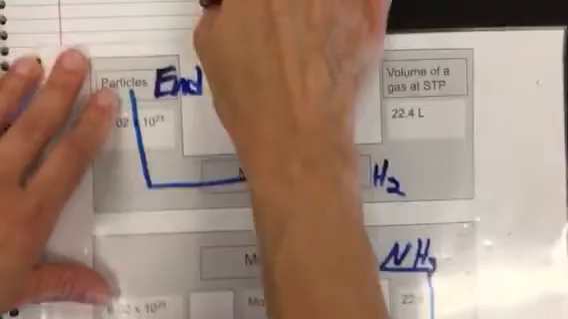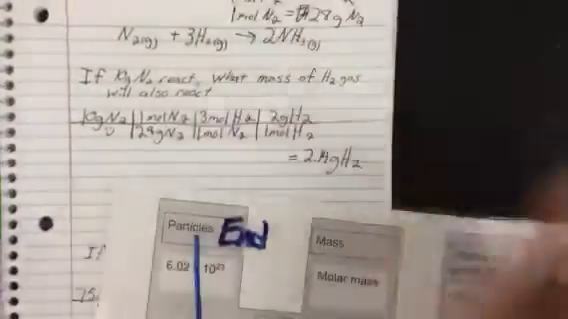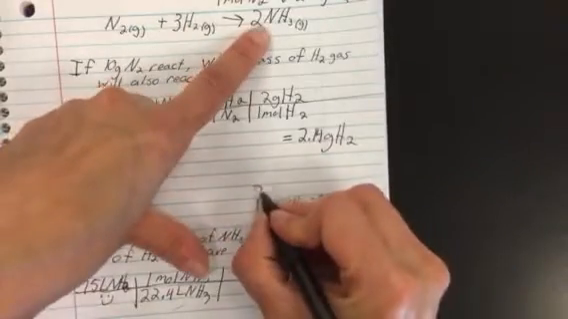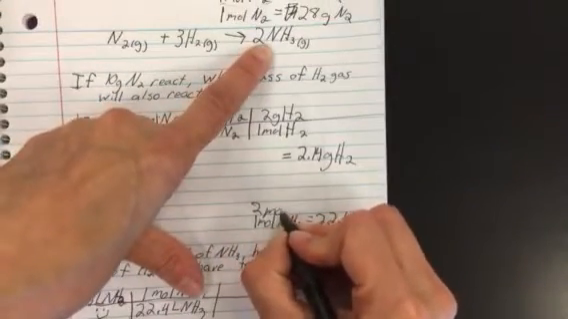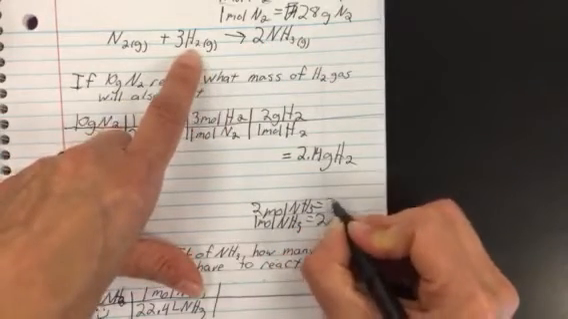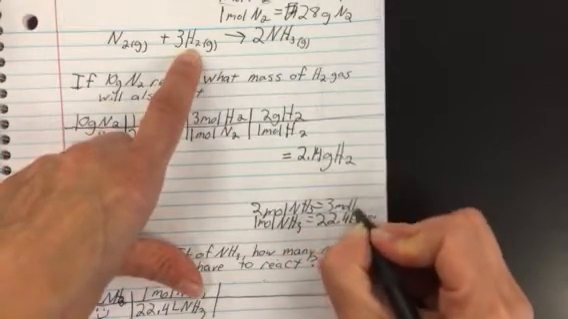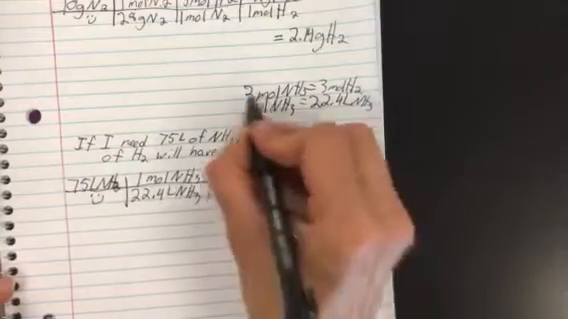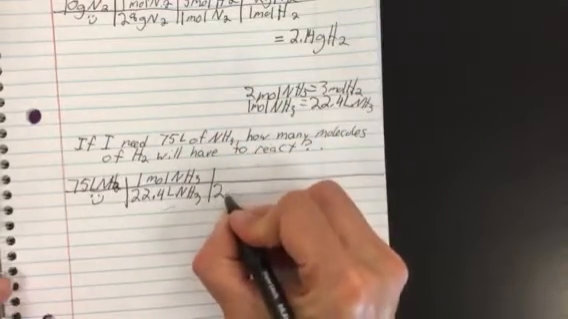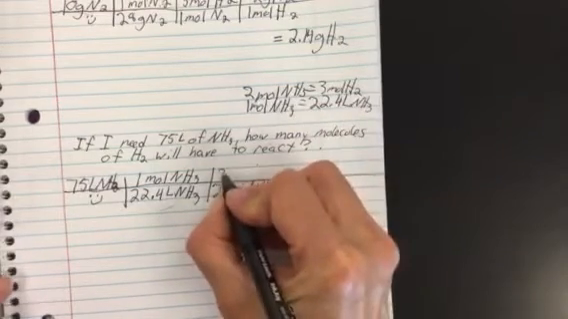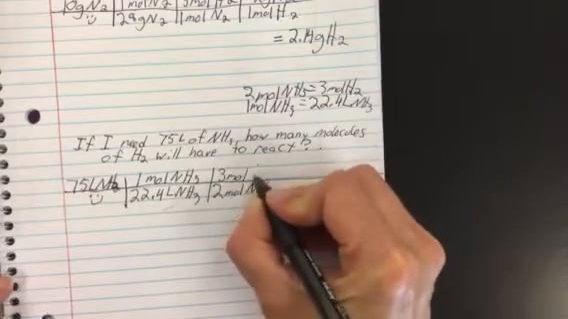That's going to come out of the balanced chemical equation, which was up here. So I know that 2 moles NH3 was equal to 3 moles H2. So I have moles of NH3 here. We'll drop them to the bottom, take this number, 2 moles NH3, 3 moles H2.